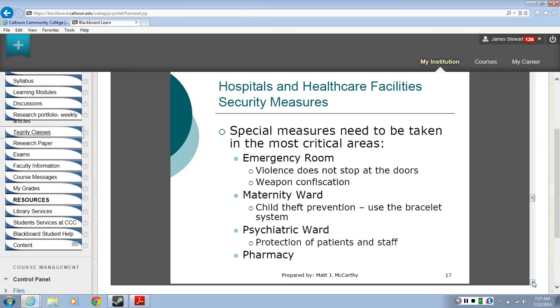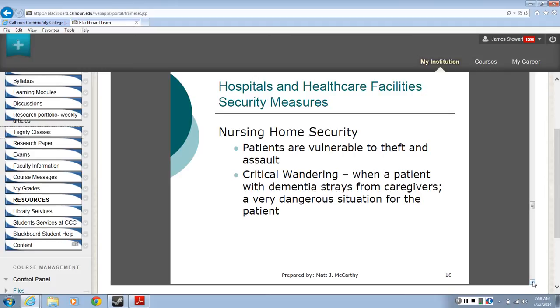And I'm not going to go through all of these. I think you can figure out, as you look at this PowerPoint, what are the important parts of a hospital, and what are all of the working and moving parts that really would require security. Nursing homes are very similar to that as well. You do have a special population in nursing homes.